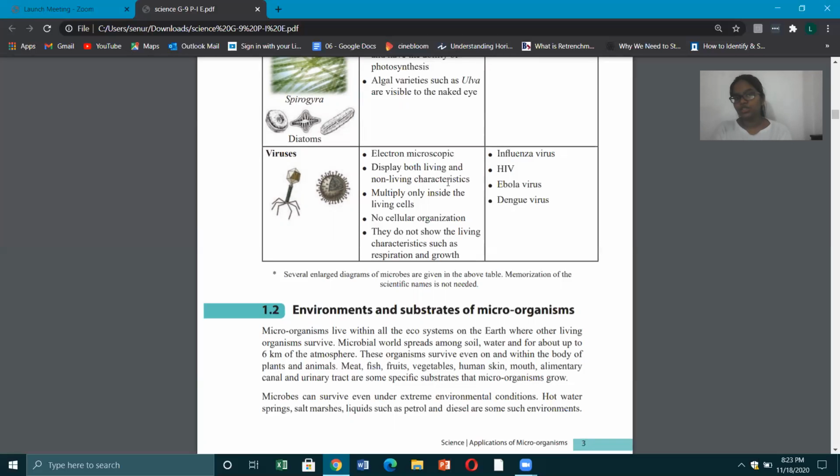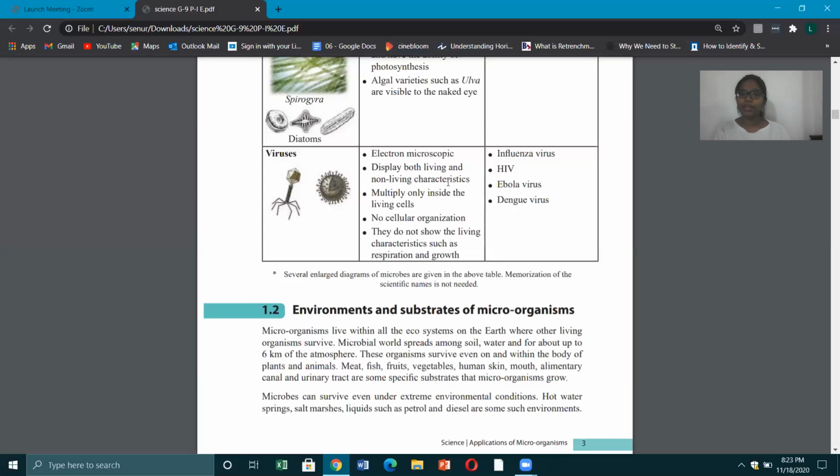What that means, children, is that I told you they show both living characteristics and non-living characteristics. One reason why we say that they are living is because they can actually reproduce. They can multiply themselves. But the thing is, they can't multiply on their own. Now just imagine there's a virus on my hand here, just on the surface. Let's say on my table maybe.